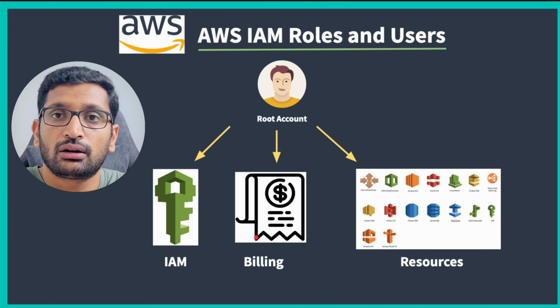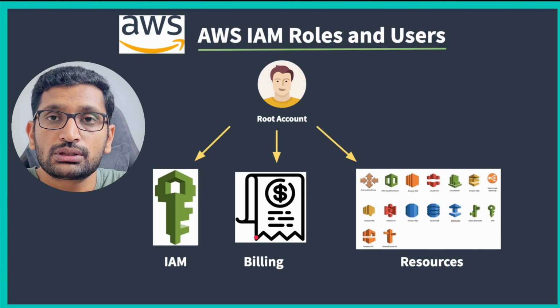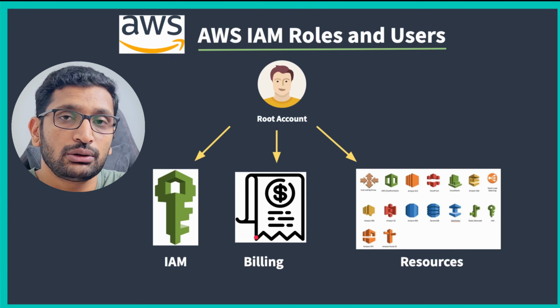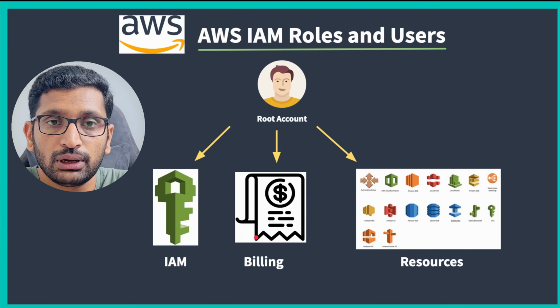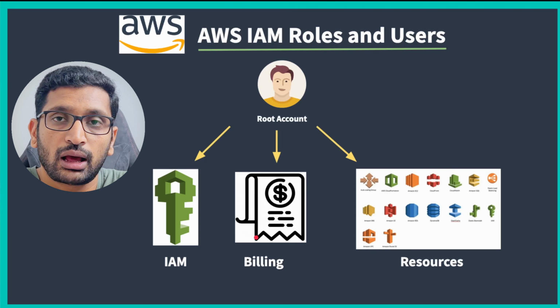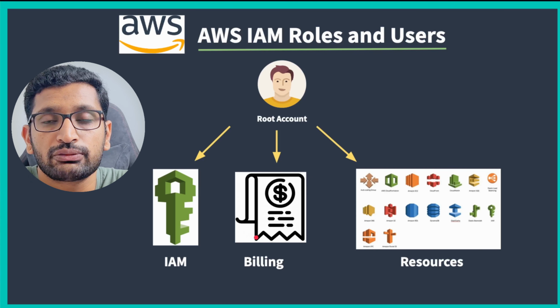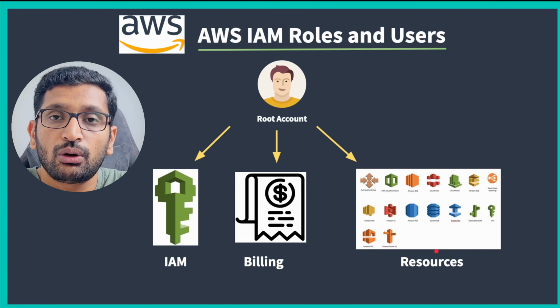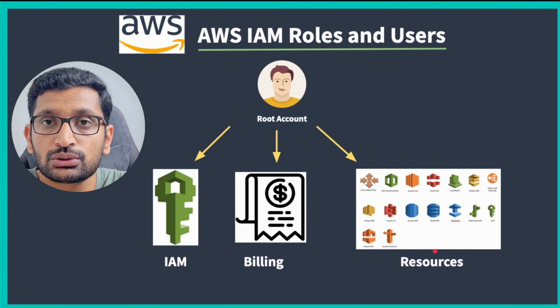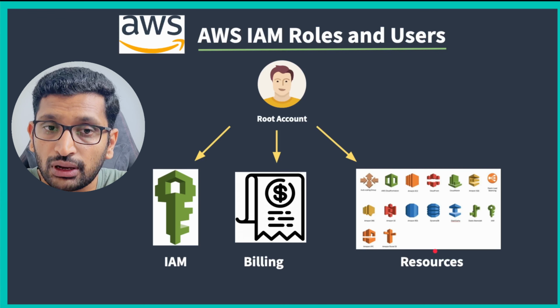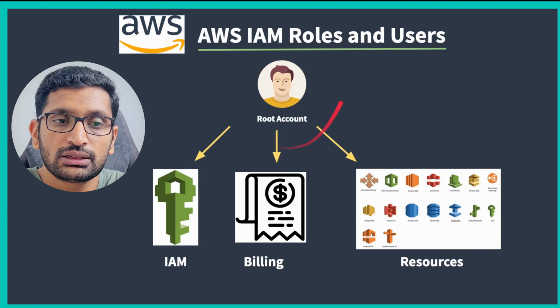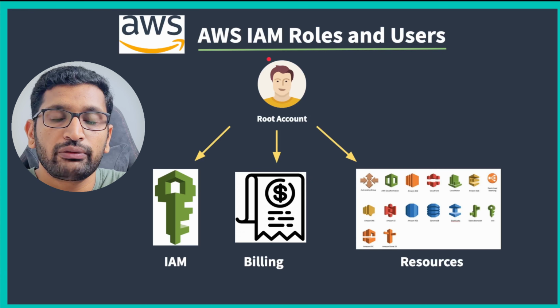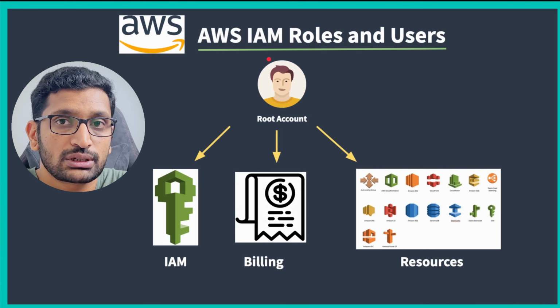So if you are using an AWS account for a company, then you might need to associate some credit card for your billing account so that billing can happen and you can use your AWS services continuously. So it can control the billing as well as all the resources and the permissions associated with those resources. This root account has access to everything inside your AWS account.